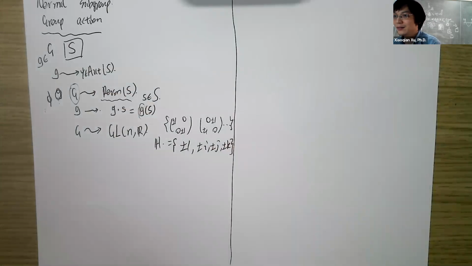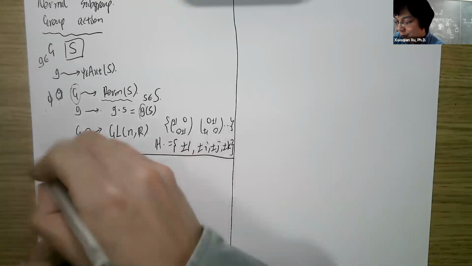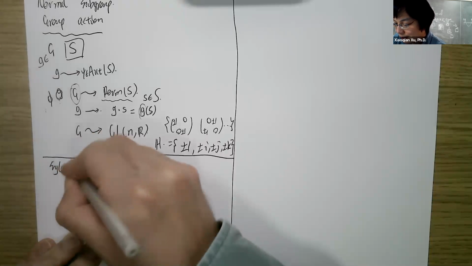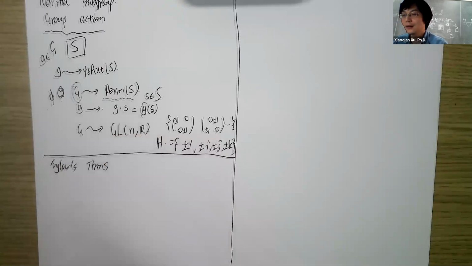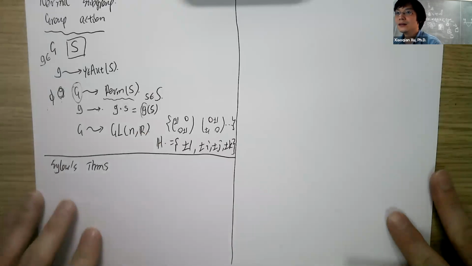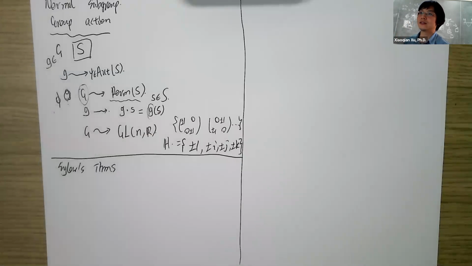And today you will see how this kind of trick can give you some magic result. As long as you can make a smart choice of the group action, you will get some amazing result. This is what we are going to talk about today, the so-called Sylow theorems. Let me first state this kind of theorem to you.